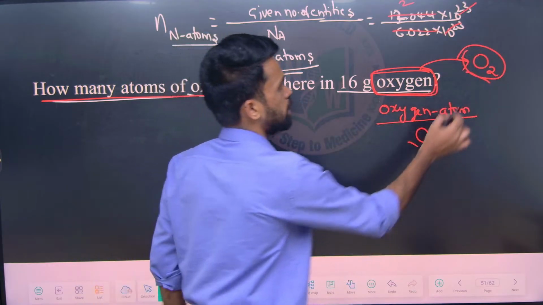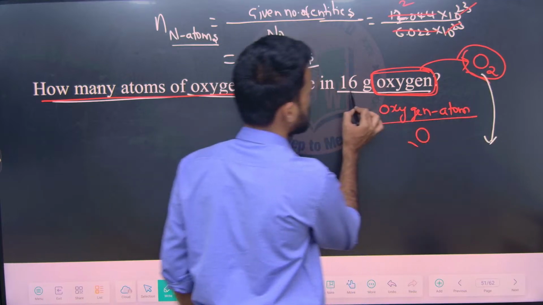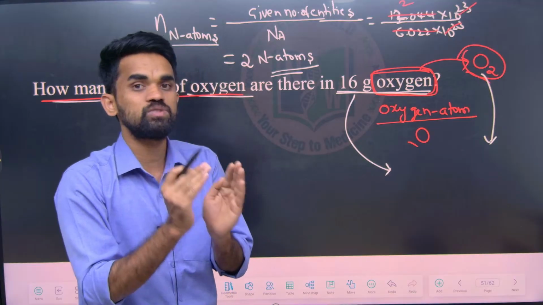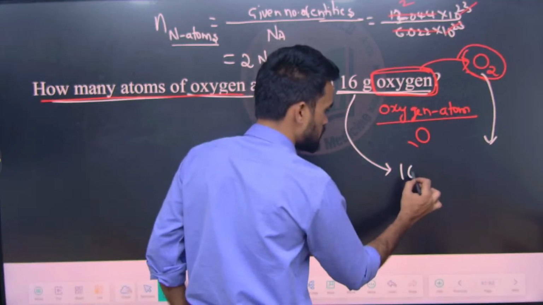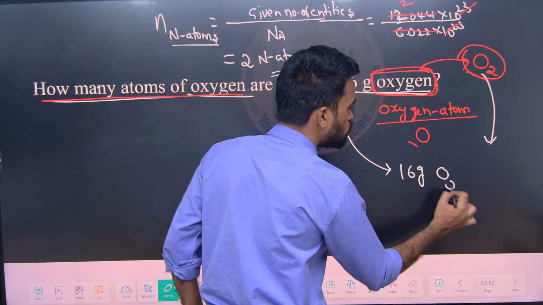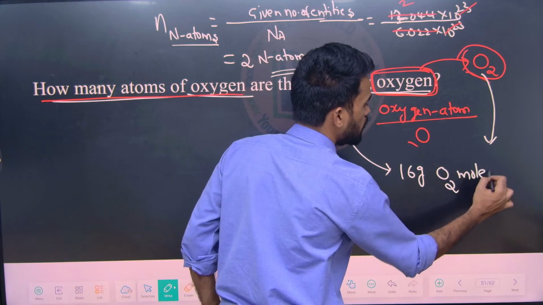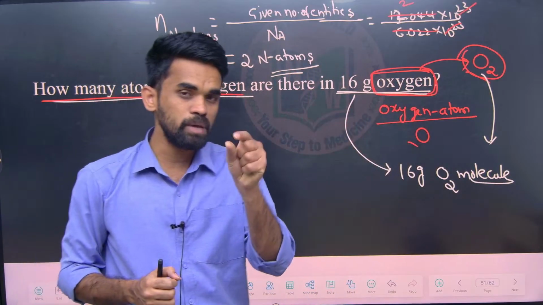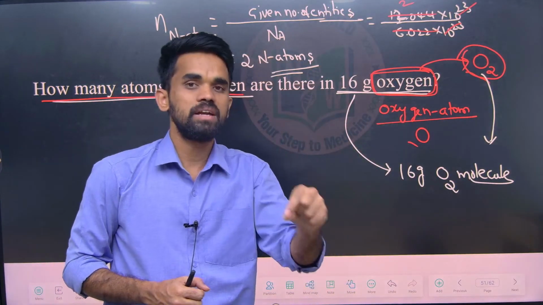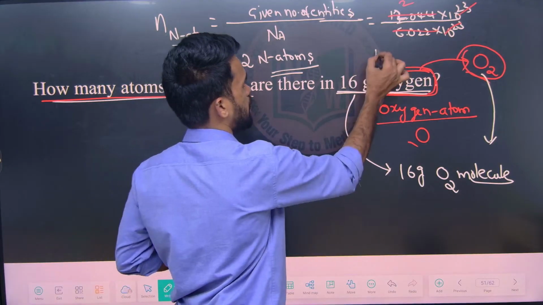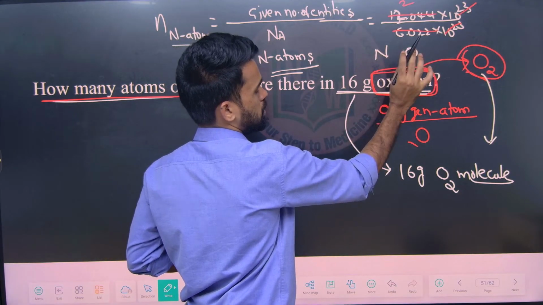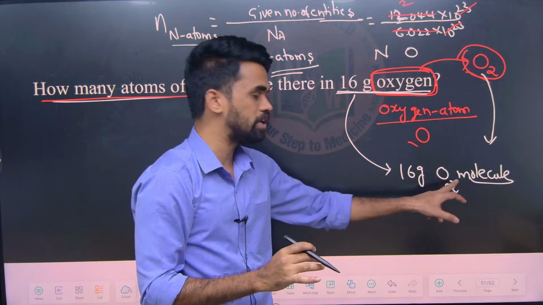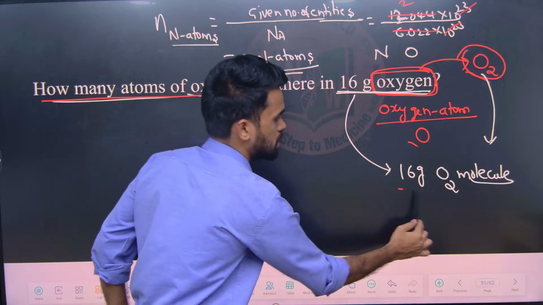So you need to take a molecule of oxygen. It means the data provided here is not for an oxygen atom, it is for a molecule. So you need to consider this as 16 grams of O2 molecules. From the question itself you should understand: only if they mention an oxygen atom or nitrogen atom, you take it as N or O atoms. But if they simply mention nitrogen or oxygen, you take molecules. Up to here it is clear, I hope.